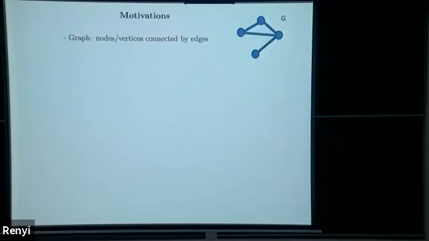So, what are the motivations behind all these graph sequence and graph limit theories that we are looking at? The objects of our study are graphs, meaning we take nodes and vertices connected by edges.